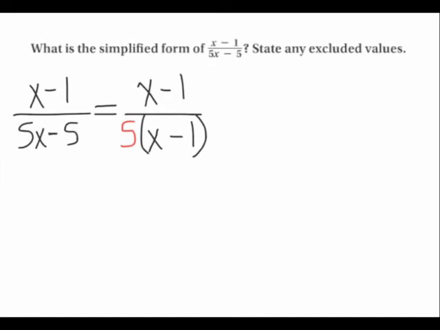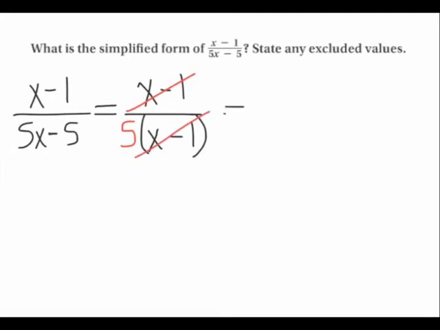Now remember that factoring is just the opposite of the distributive property. You should know how to do the distributive property in your sleep. Factoring, in this case, is just the opposite of distributing. Now once we factor out this 5 here, look at what is left over. x minus 1 on the bottom of the fraction and x minus 1 on the top of the fraction. This means that we can cancel the whole x minus 1 out from the top and the bottom.